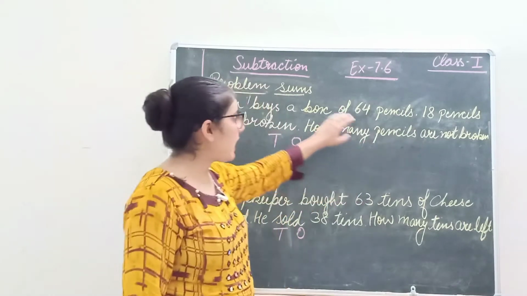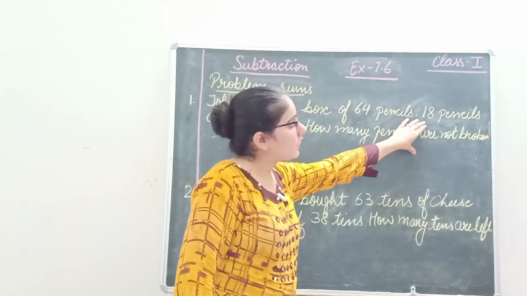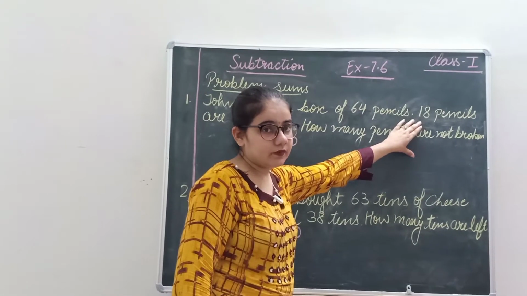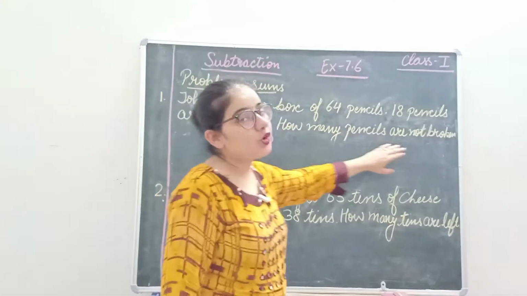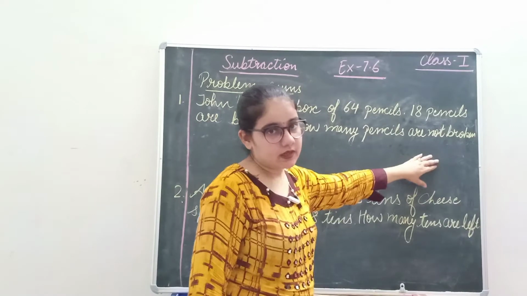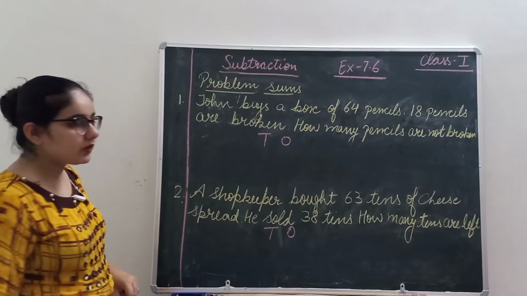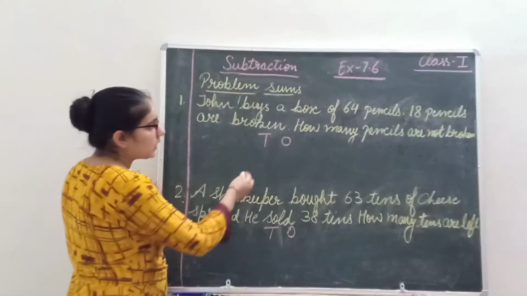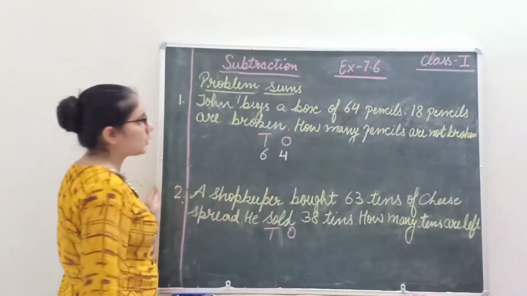That means we have total number of pencils, out of which how many pencils are broken? That are given 18. We have to find not broken pencils. So first of all, what you have to do in subtraction problem sum, you have to write the total numbers. What is the total number? 64 is the total number.